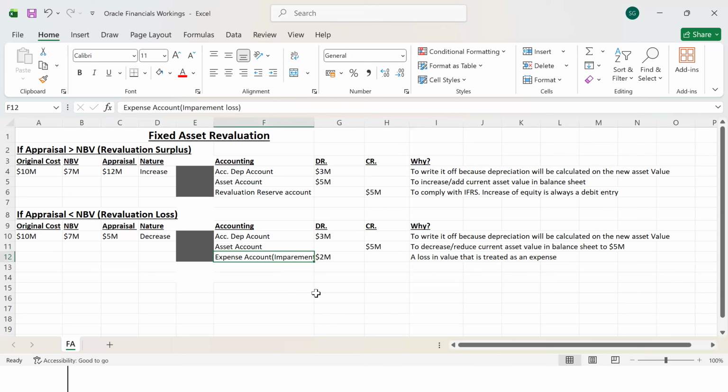Then there is debiting of the expense account or impairment loss with 2 million. And the reason is that a loss in value is treated as an expense.